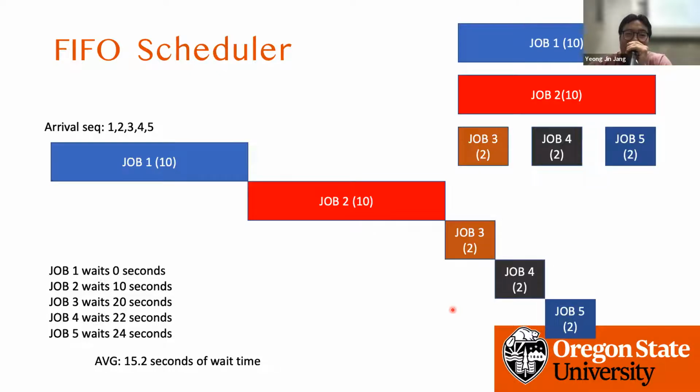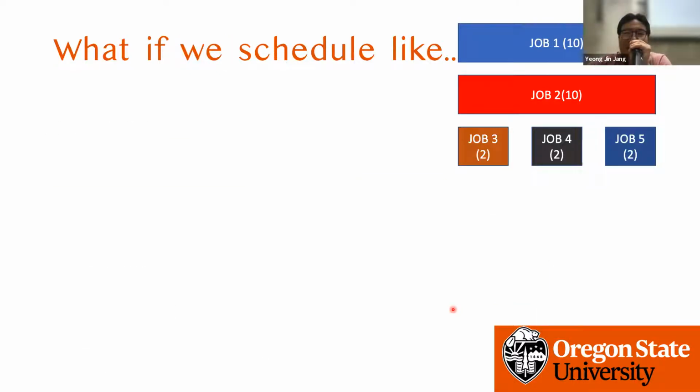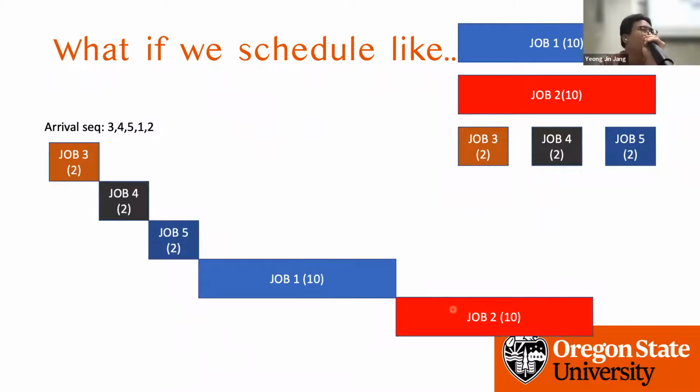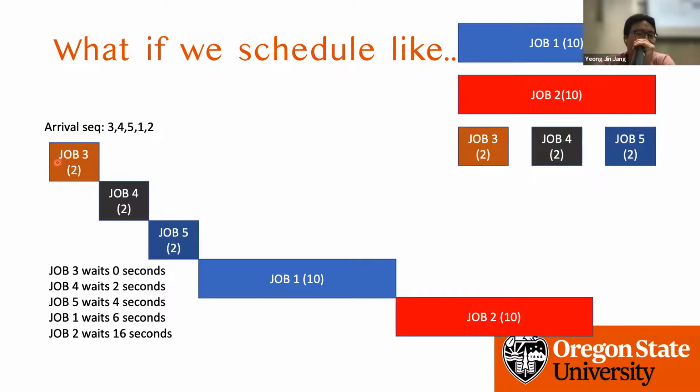Then let's schedule it in a different way. Suppose the job arrival sequence was 3, 4, 5, 1, 2. Then our execution would be something like this: schedule 3 first, and then 4 and 5, and then 1 and 2. Then let's measure the average wait time. Job 3 waited 0 seconds, 4 waited 2 seconds, job 5 waited 4 seconds, and then 6 and 16. So you will see the numbers are definitely smaller than before: 5.6 seconds for the average wait time.